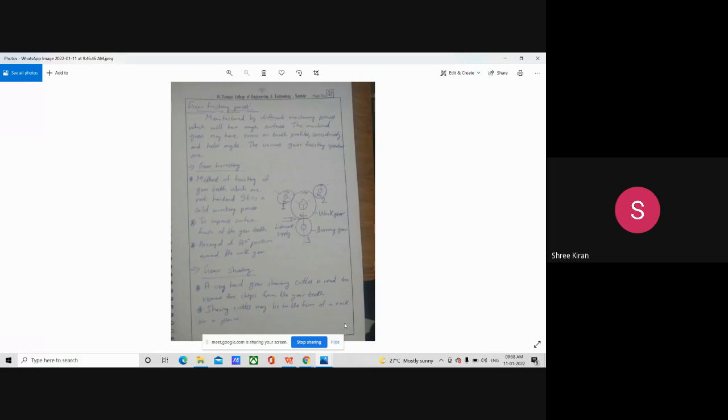The method of finishing of gear teeth which are not hardened is known as gear burnishing. Mainly, this applies to gear teeth because they are not hardened. So, if the gear teeth are not hardened, what is the aspect?